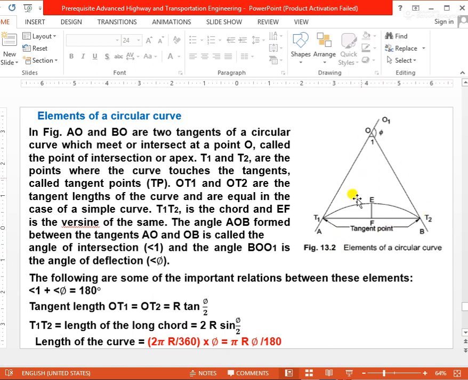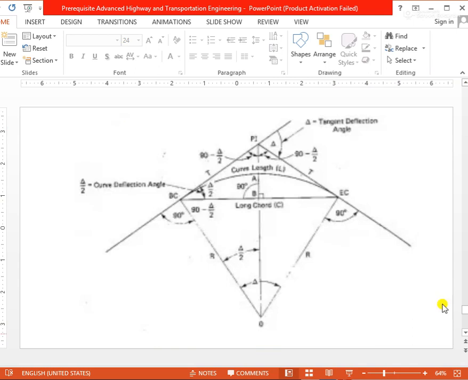The points are defined with A, B, T1, T2, E, F, the angle phi, angle 1, intersection angle, deflection angle, O and O1. These things are defined by this figure. This figure makes it very easy to find all the values, the T1T2 or chord length values, and the length of the curve values. When I give you the PDF you can easily find out these values.